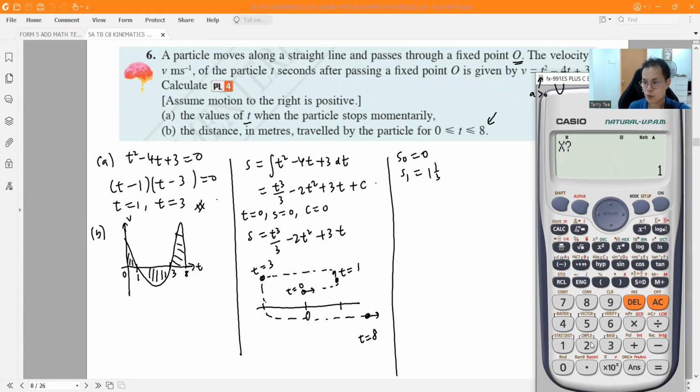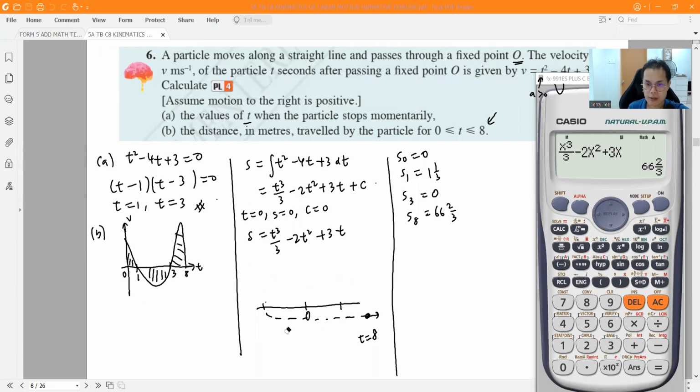All right, next, let's put 3 inside. I got 0. Oh, that means the particle actually returned to point O when t equals to 3. Okay, next one, I'm going to put 8 inside. I got 200 over 3, which is 66 and 2 over 3. This is S8, 66 and 2 over 3. Well, I would have to do some changes to my diagram because you notice it actually didn't go to the left-hand side. It remains on the right.